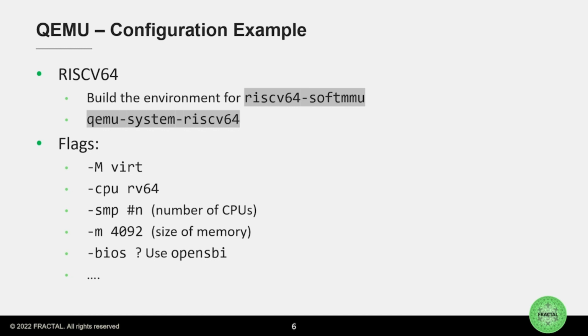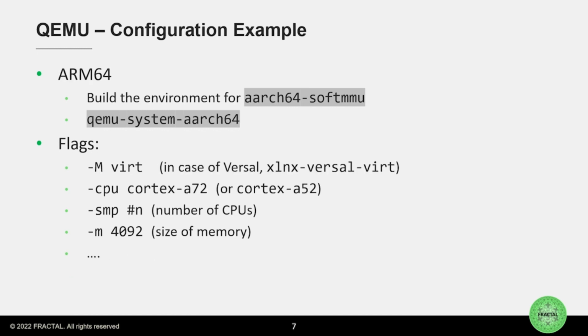The environment is RISC-V64 soft MMU, which will output the QEMU system RISC-V64 binary for us to run with these flags. And the configuration for ARM-based machines is to use AArch64 soft MMU for the environment, in which the QEMU system AArch64 binary will be generated, and other flags to run the machine. As you see here, if we need to emulate the Versal board platform, we can use the Xilinx Versal virt flag for the machine type.